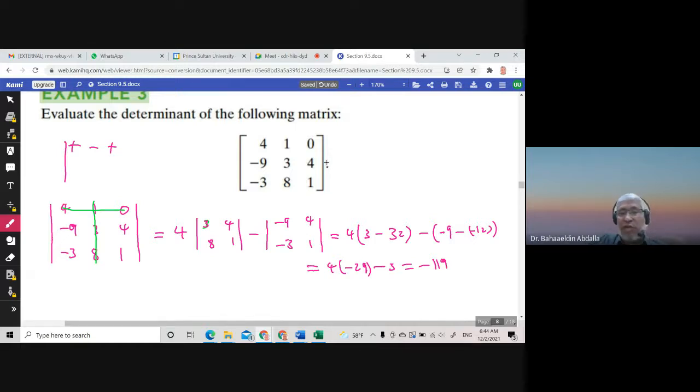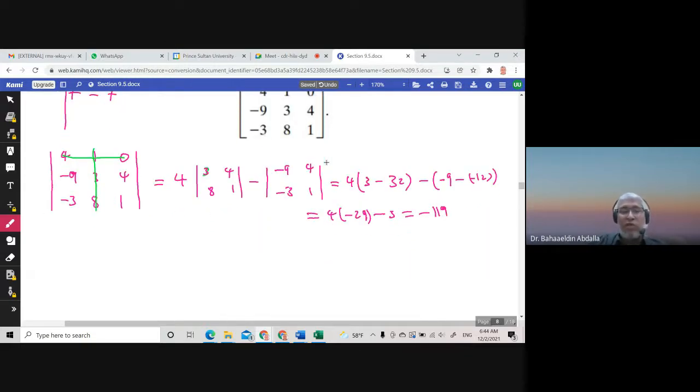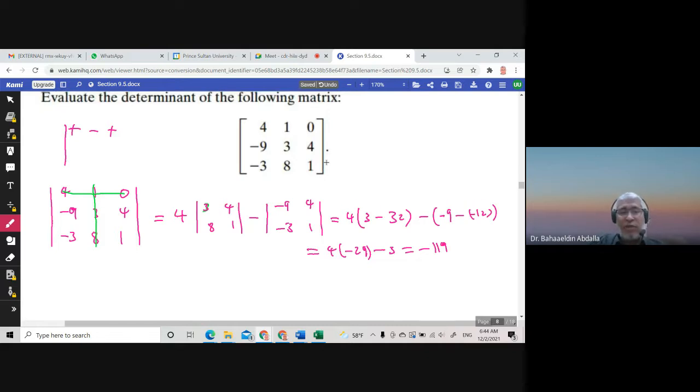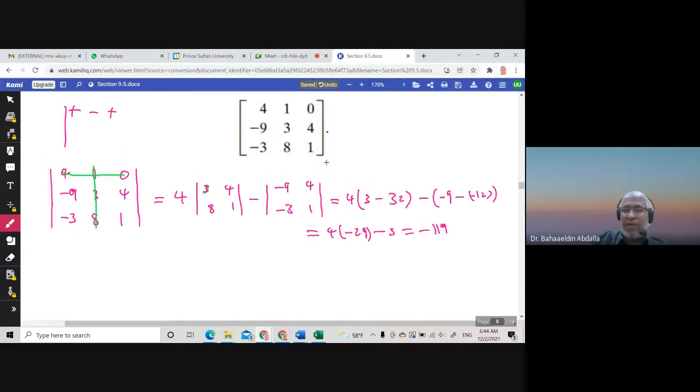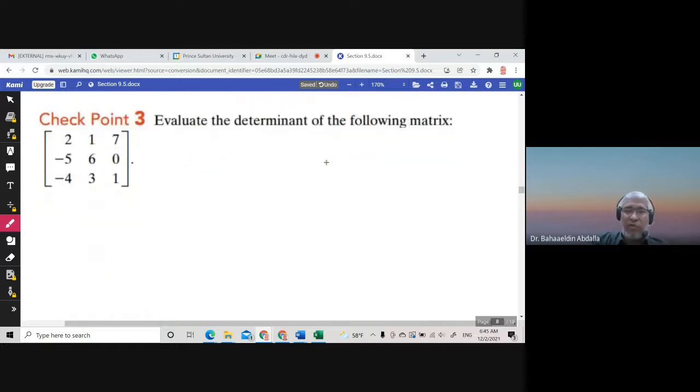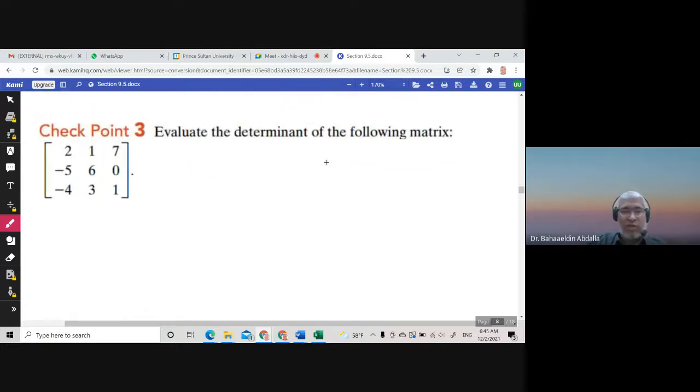Now you can do this by choosing any row. It doesn't have to be the first row. You can choose the second row, the third row, the first column, the second column, the third column. Okay, always you will get the same answer. Please check this method using another row or another column to make sure that your answer is correct.